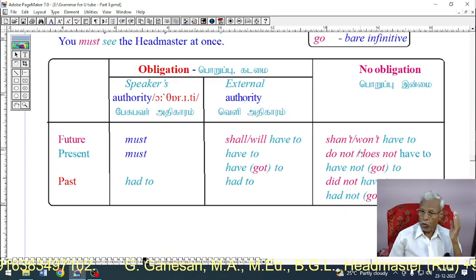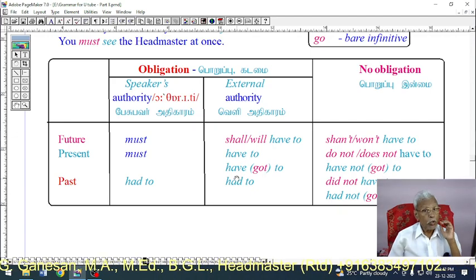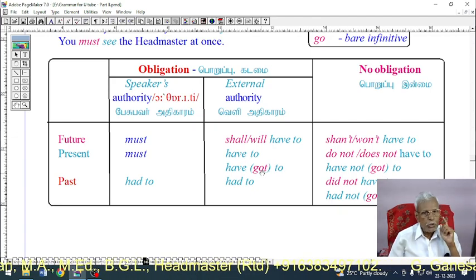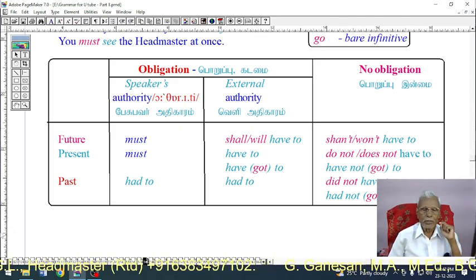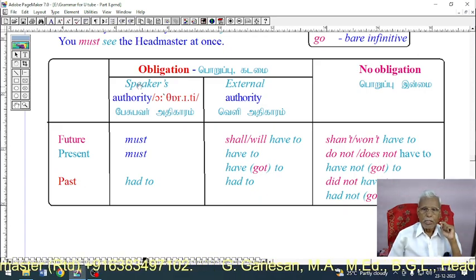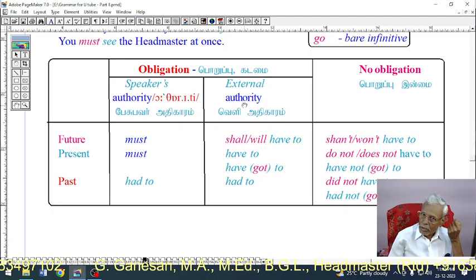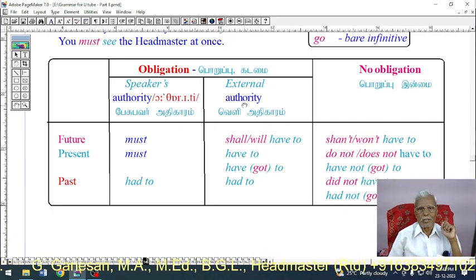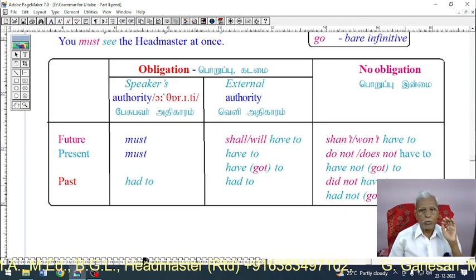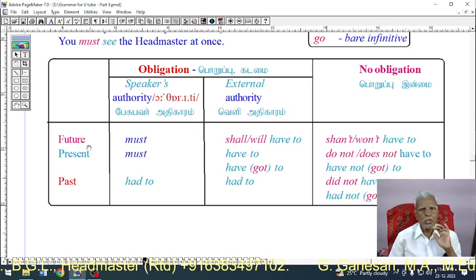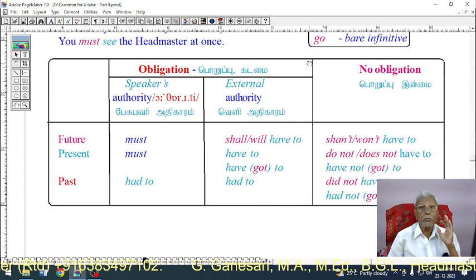And no obligation, do not and does not have to. Here also instead of have to, you can use have got to, but it is mostly used in Great Britain. Here also, have not got to. Then in the past tense, speaker's authority, had to. Subject's obligation, had to. Negative, did not have to or had not got to. This tabular column is very, very important. This tabular column you should memorize.